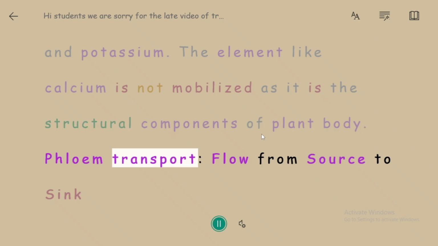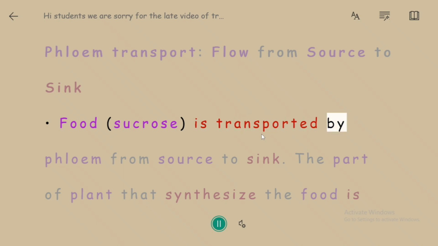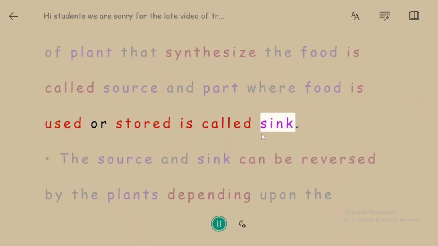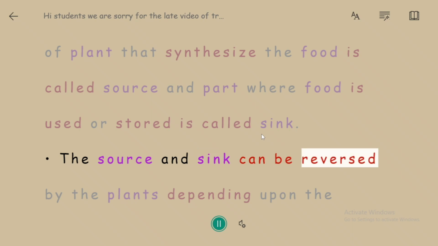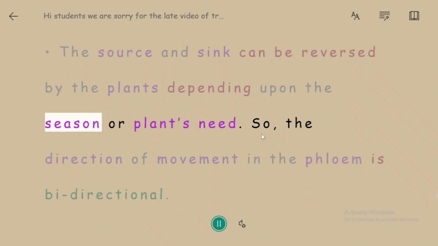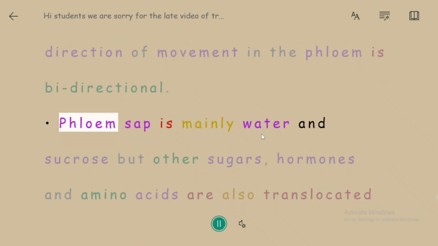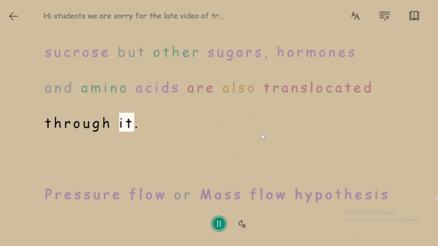Phloem transport, flow from source to sink. Food, sucrose, is transported by phloem from source to sink. The part of the plant that synthesizes the food is called the source, and the part where food is used or stored is called the sink. The source and sink can be reversed by the plant depending upon the season or the plant's need. So, the direction of movement in the phloem is bidirectional. Phloem sap is mainly water and sucrose, but other sugars, hormones and amino acids are also translocated through it.